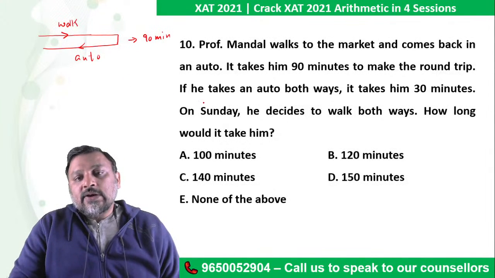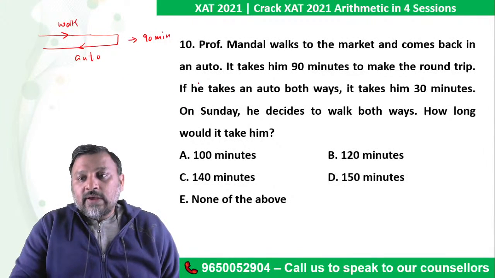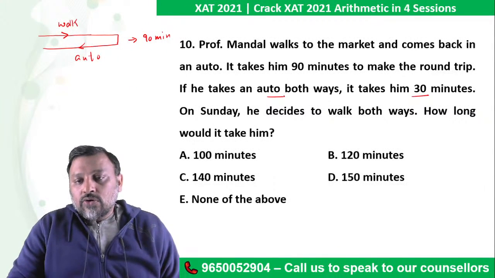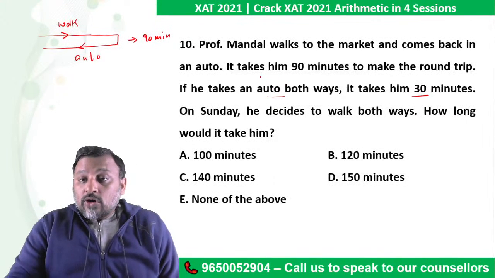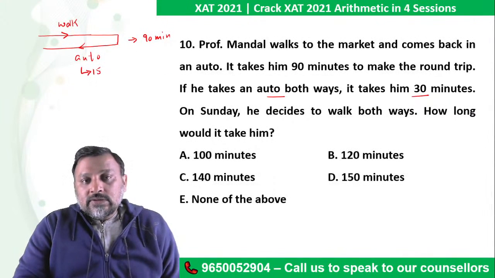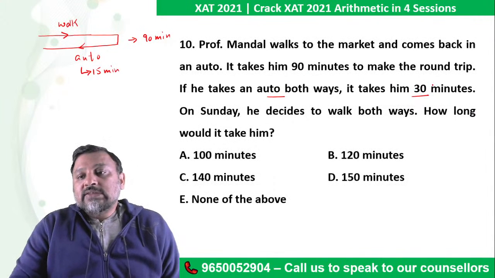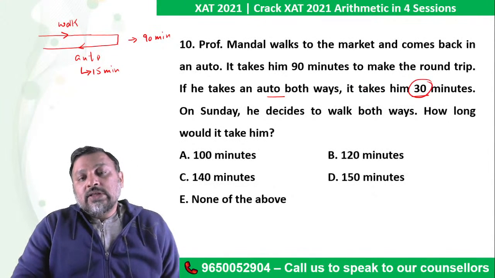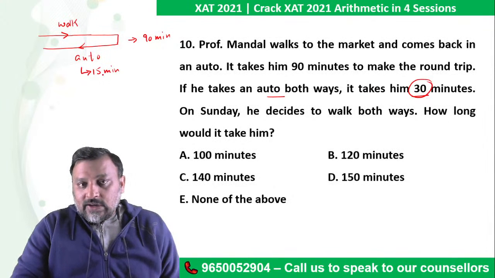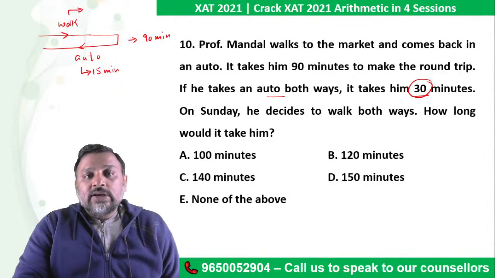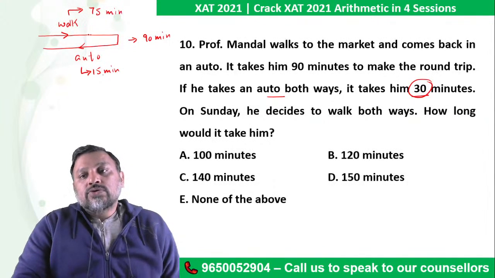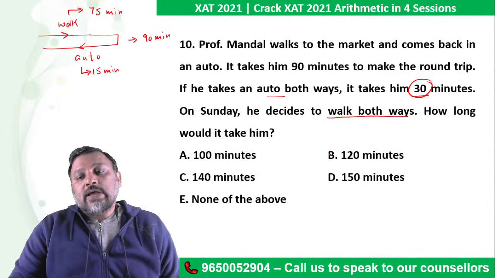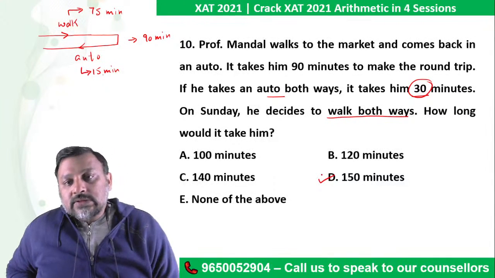Now, the second scenario is given. If he takes an auto on both ways, it takes him 30 minutes. So if both ways it is 30, one way journey on auto will take 15 minutes. That means one way journey to walk will take 75 minutes. So to walk both ways, time taken would be this.